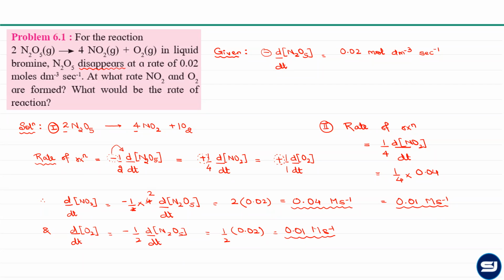So the minus of the minus half and the minus of 0.02 get cancelled. हाँ, so 1/2 और minus d[N2O5]/dt का value 0.02 था ना? Yes, sir. So that is what I was saying, rate will always be a positive quantity. Okay, sir.